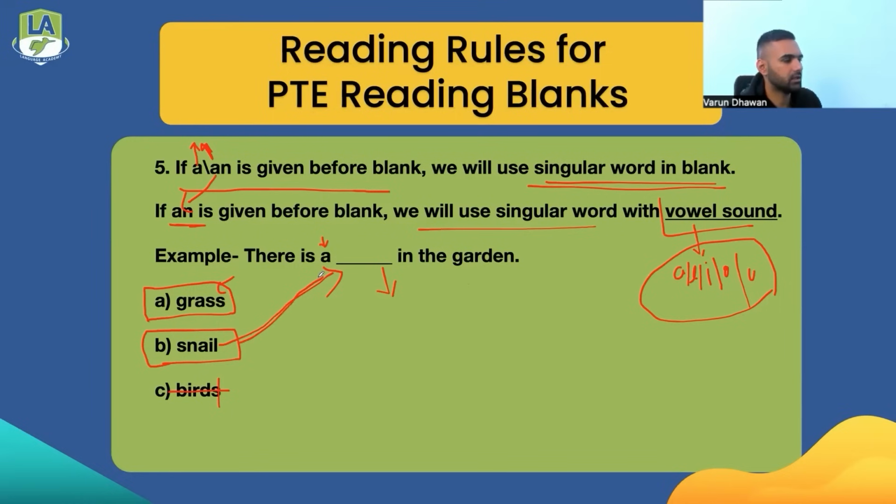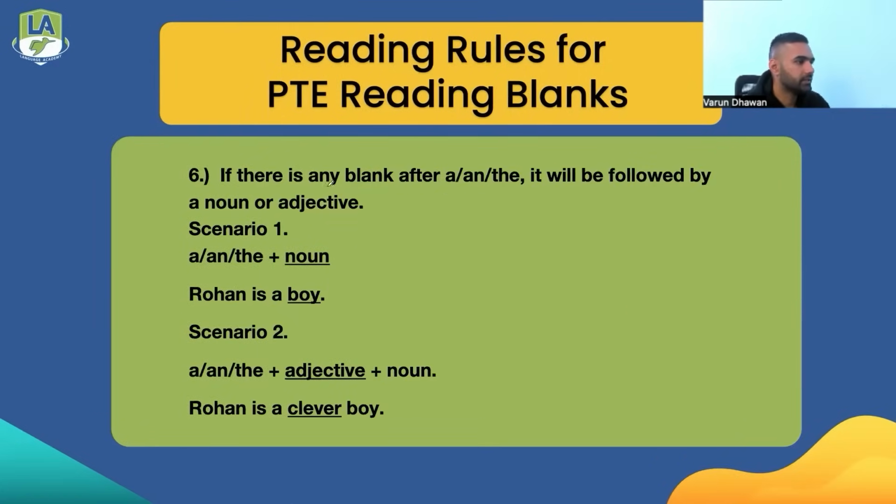Nouns are basically the name of a person, place, or any kind of object. In particular, a noun refers to any kind of object, a person, a place, any organization. Those are proper nouns as well. Okay. If there is any blank after a and the, there will be two scenarios over here.